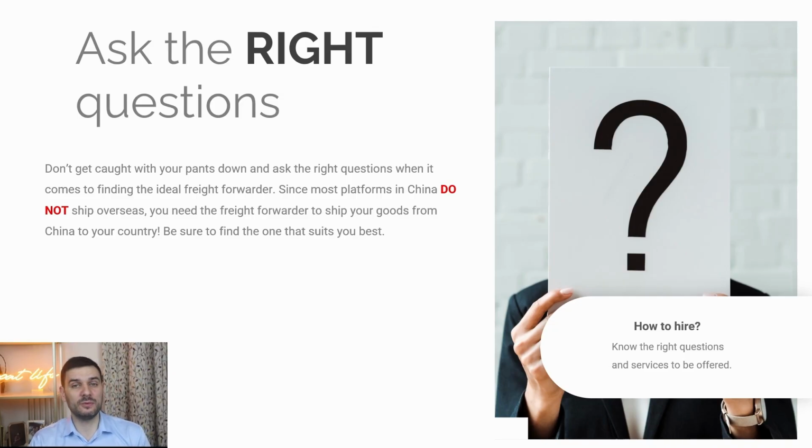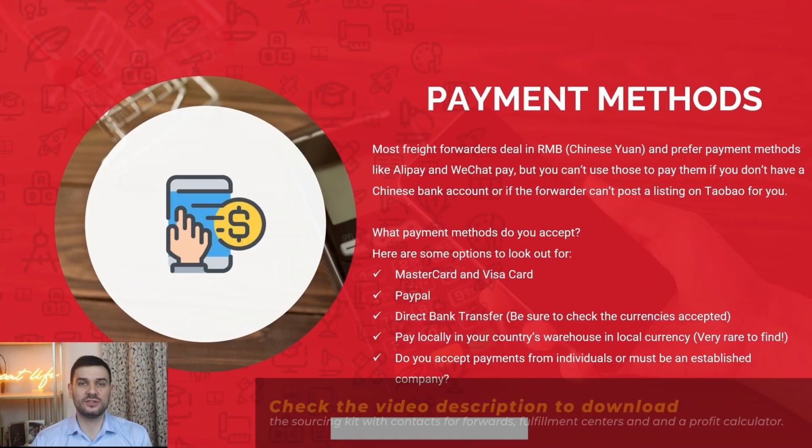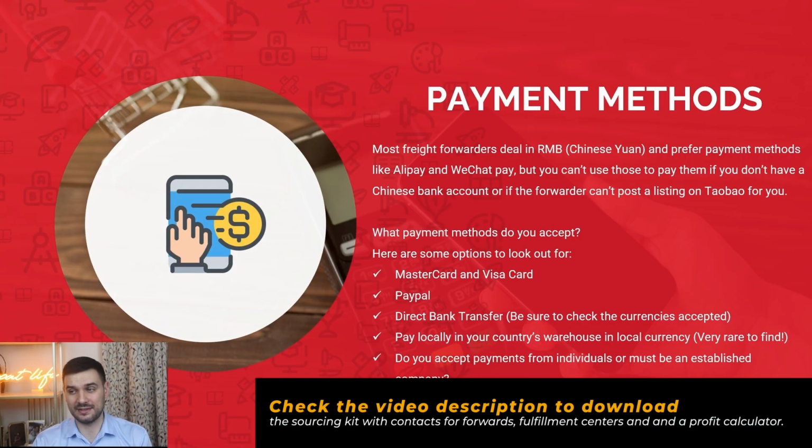Realize that most of the procurement platforms inside China do not ship overseas, nor will they agree to ship overseas because it's a big hassle. Make sure you know how to ask the right question. Let's go into the first set of questions that you should ask them. The payment methods they can accept.